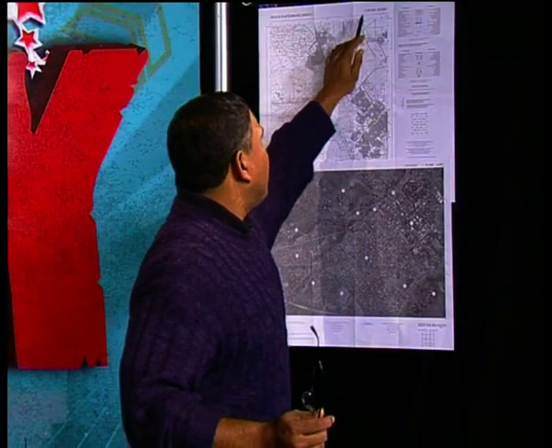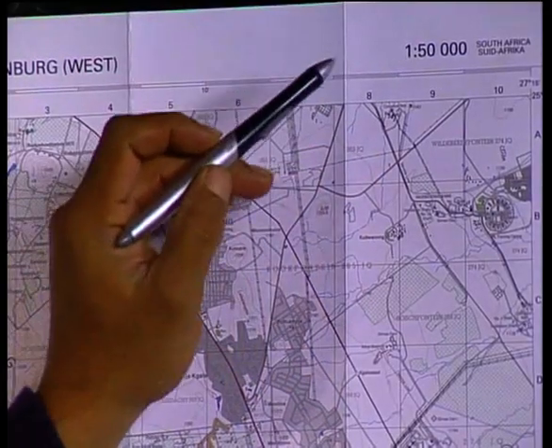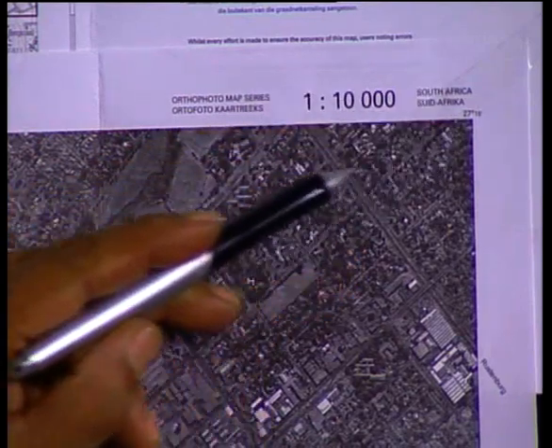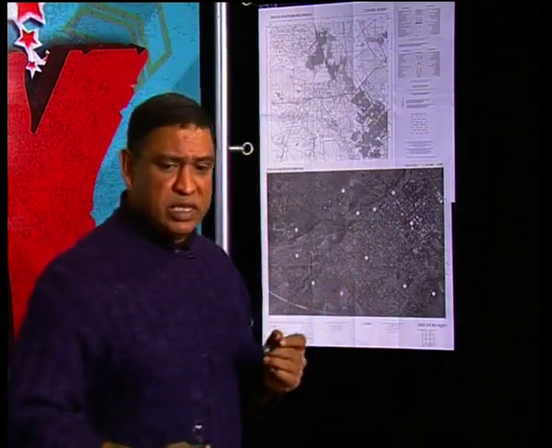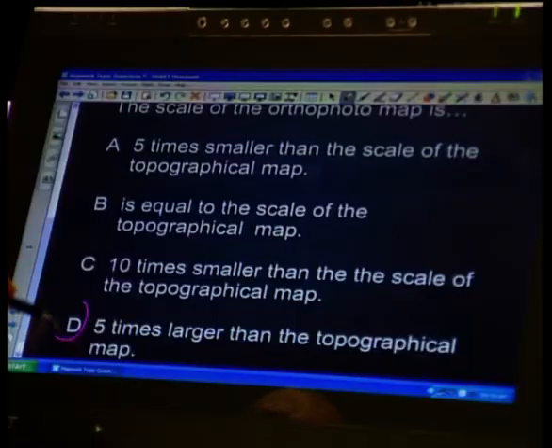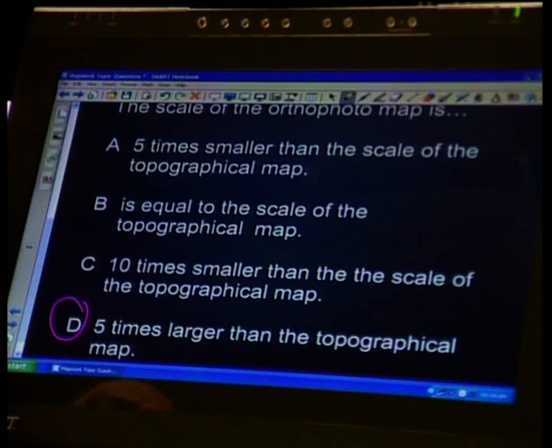And when we look at it, the scale of the orthophoto, as indicated on your maps, and the topographic map is 1 is to 50,000 and the orthophoto is 1 is to 10,000. So if you work that out, 10,000 goes into 50,000, it goes in 5 times. Therefore, your answer would be D. It's 5 times larger than the topographic map.